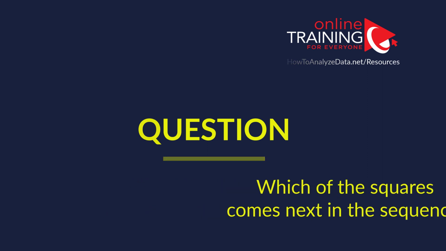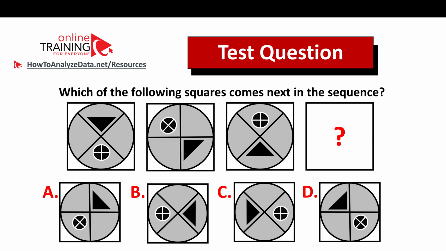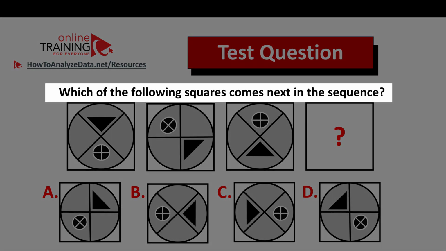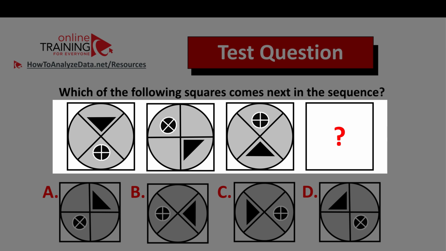Let's look at the very interesting question you might frequently see on the test. Which of the following squares comes next in the sequence? You're presented with 4 squares. Each square contains a circle inside, and circle has 4 quarters. In 2 of the quarters are different objects. You see triangle and you see another circle, much smaller circle.